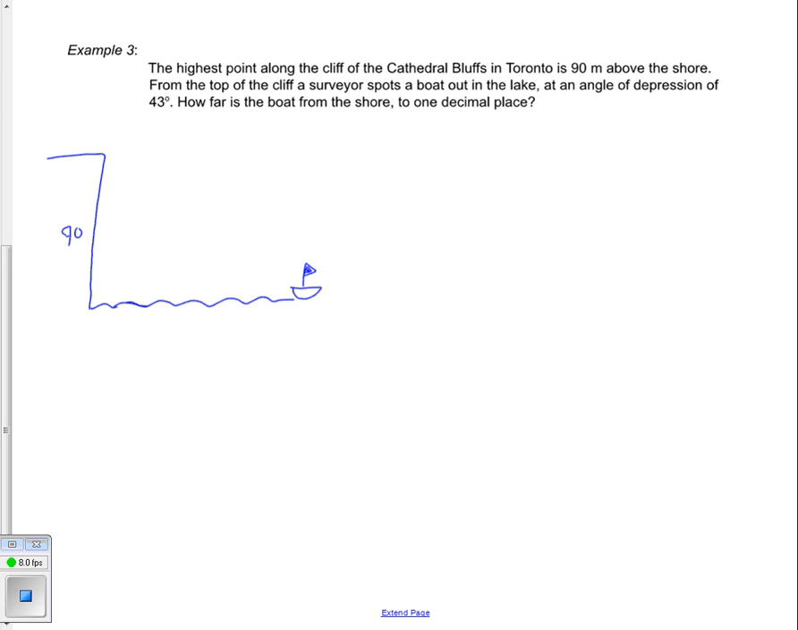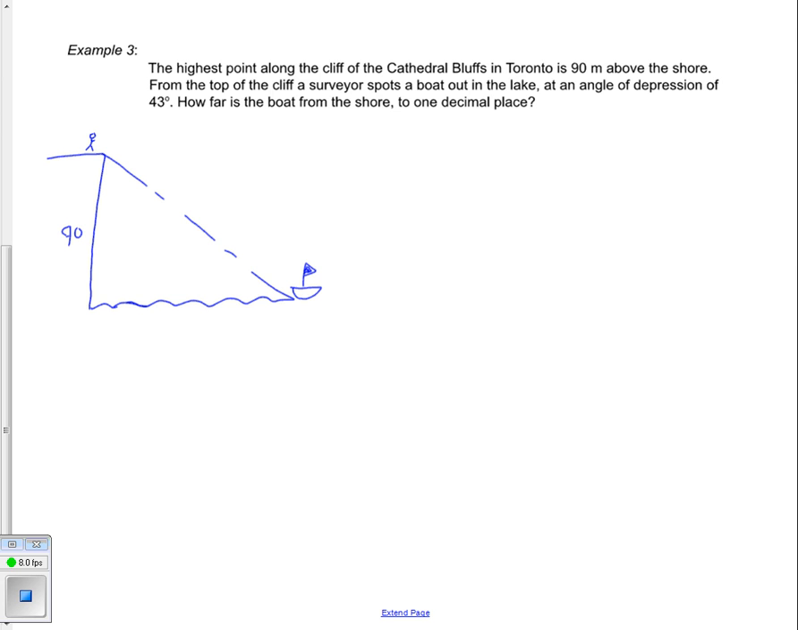It says, from the top of the cliff, a surveyor spots a boat. So here's our surveyor. He or she is up there looking down at the boat, and so they can see the boat from the top. So we can say from the top of the cliff to the boat makes part of a triangle. We could probably just erase bits and pieces of that. So they're able to see the boat from the top of the cliffs.